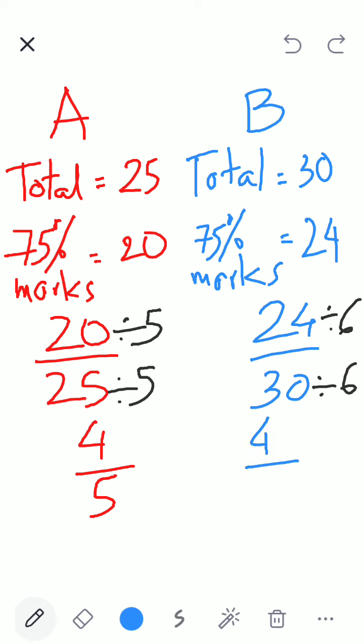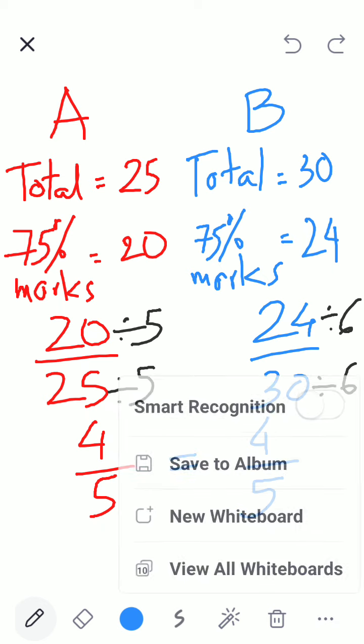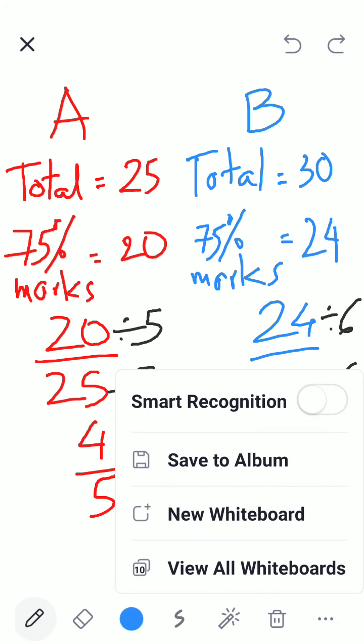And 30 divided by 6? So 4 by 5 equal to 4 by 5. Clear? Yes. So children, this is how we use word problems. It is very simple. Only thing is we need practice.